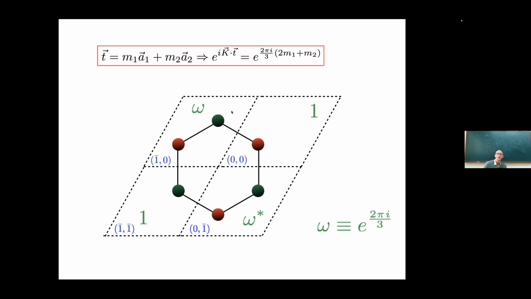I'm going to do it just for the C3 rotations, because all other operations don't leave the atoms invariant, so we don't have to care about that. Just remember, we are going to consider a Bloch wave based on atoms of type 1. So this will carry phases. This will carry a phase 1. This will carry a phase omega, and this will carry a phase omega star.